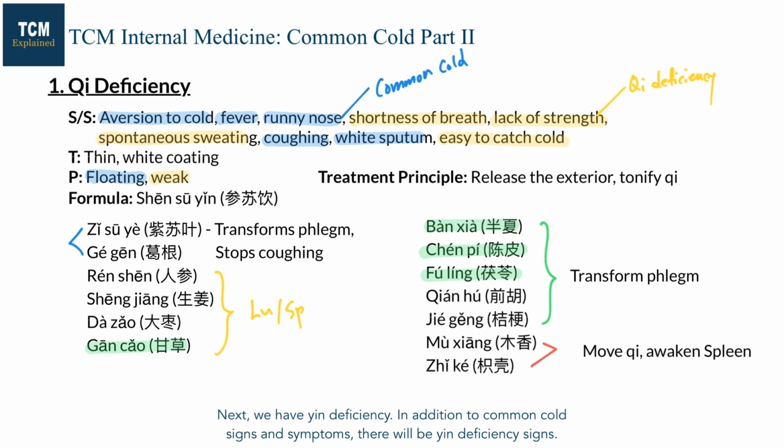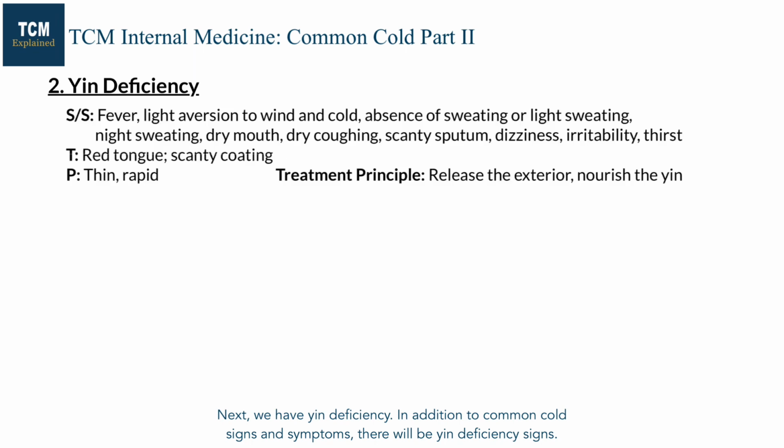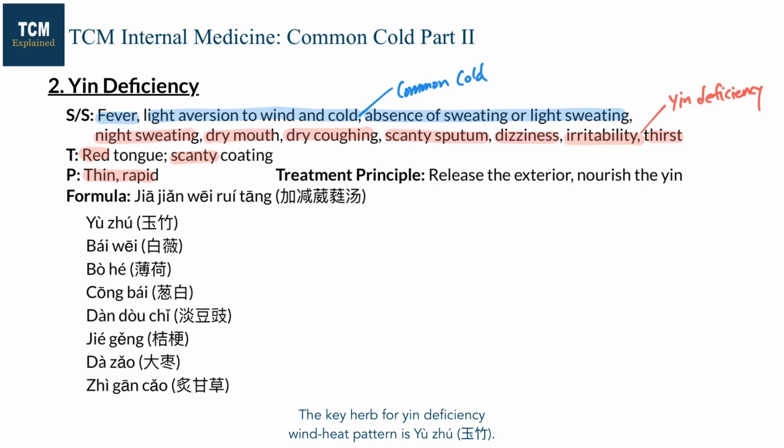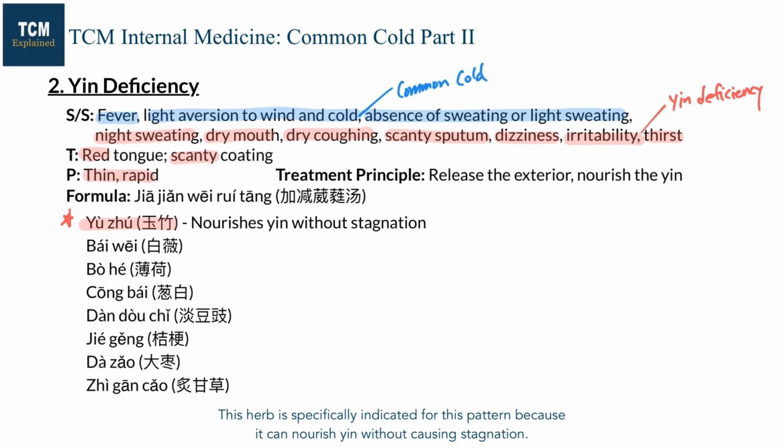Next, we have Yin deficiency. In addition to common cold signs and symptoms, there will be Yin deficiency signs. We can consider Jia Jian Wei Rui Tang. The key herb for Yin deficiency wind heat pattern is Yu Zhu. This herb is specifically indicated for this pattern because it can nourish yin without causing stagnation.